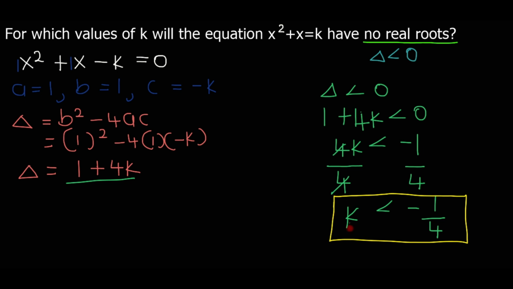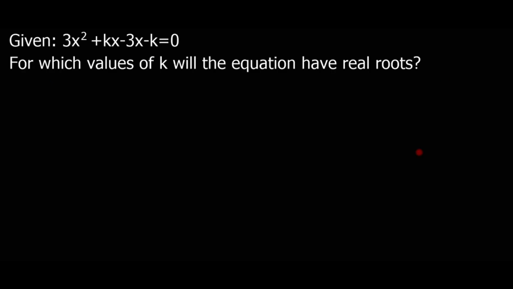So finally the value of k. For me to have no real roots, the value of k must be less than negative 1 over 4. So this is our answer anyway. And then let's see this one. Given 3x squared plus kx minus 3x minus k equal to 0, for which values of k will the equation have real roots?